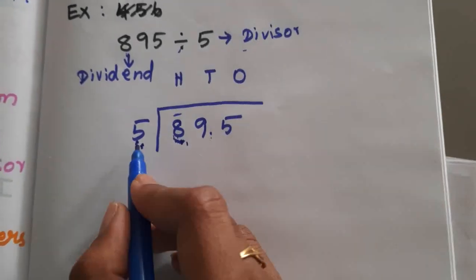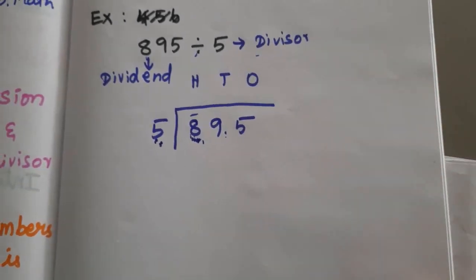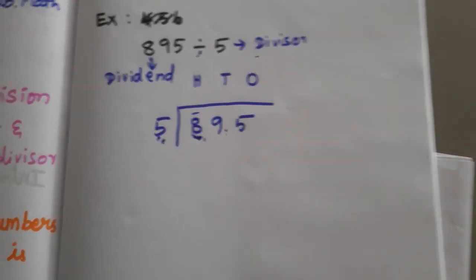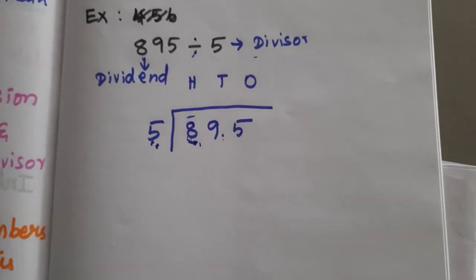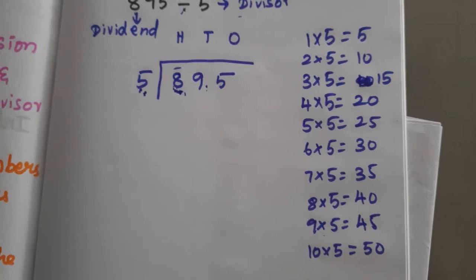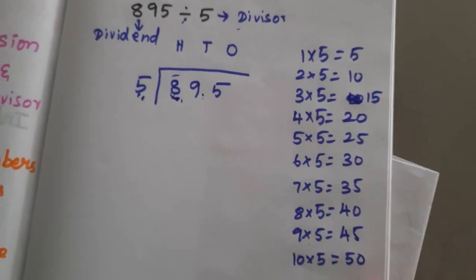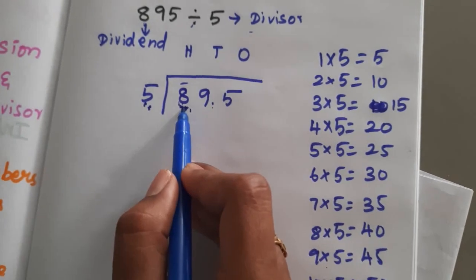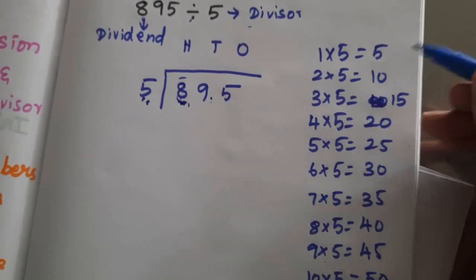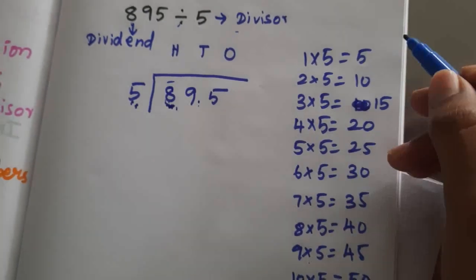Since the divisor is 5, we have to write the 5 table. Why? Because it is easy to solve the division. On your right side you write the tables. Now listen: the first digit is 8, so in the table you have to look for a number more than 8.